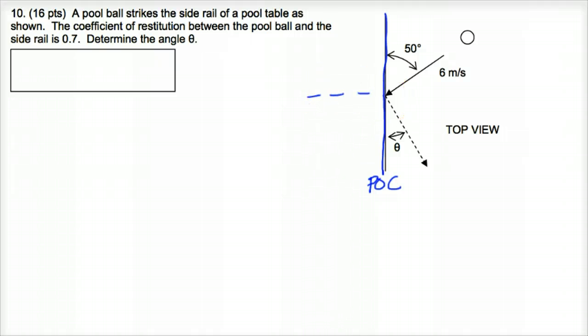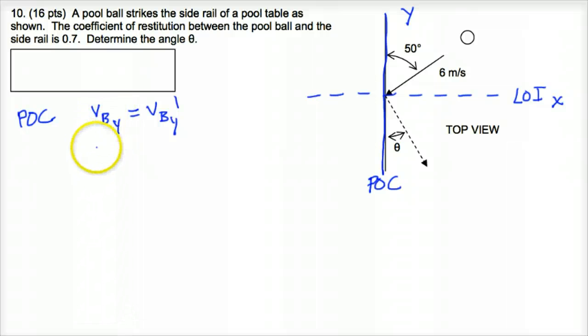Perpendicular to that is our line of impact. So I'm going to label this X and this Y just to keep things straight. In the X direction, the plane of contact direction, and Y, the line of impact direction, we'll look at the velocity components of the ball before and after.